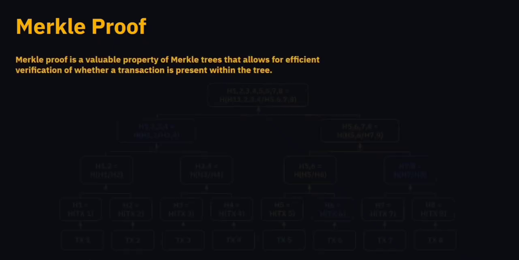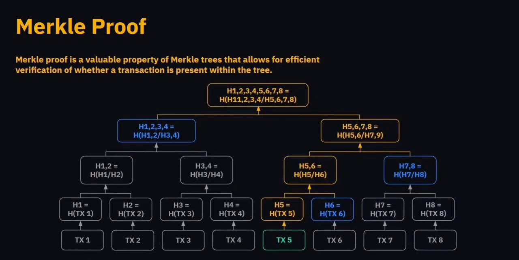In this scenario, knowing the hashes in the blue boxes is sufficient. The values in the yellow framed boxes can be computed using the provided information. Ultimately, one compares the Merkle root with the result of their own calculation. If they match, the transaction is confirmed to be included in the tree.